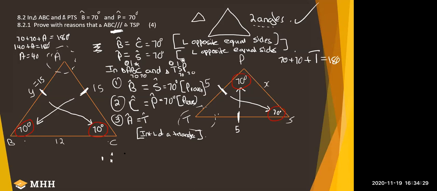Therefore, now we end. We say, therefore, triangle ABC is similar to triangle TSP. And my reason is angle, angle, angle. That's your reason for similarity always.